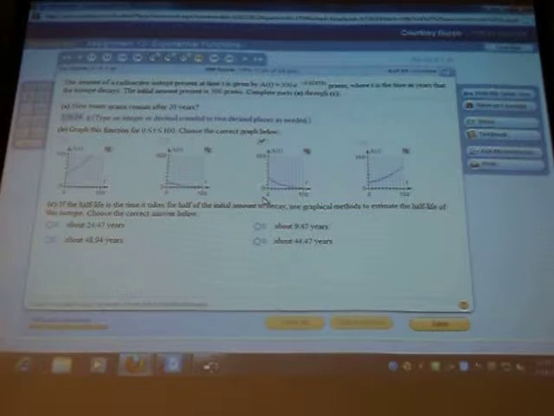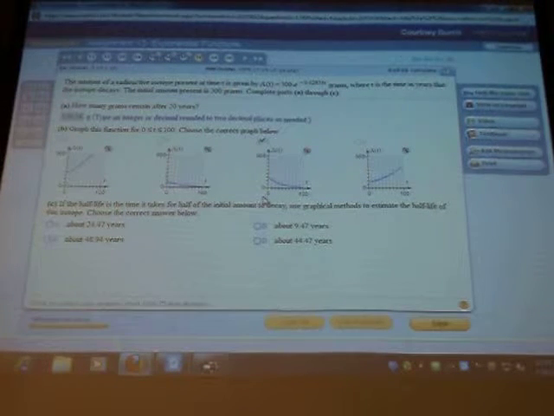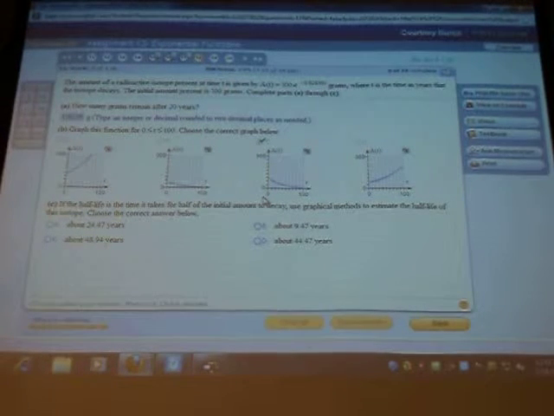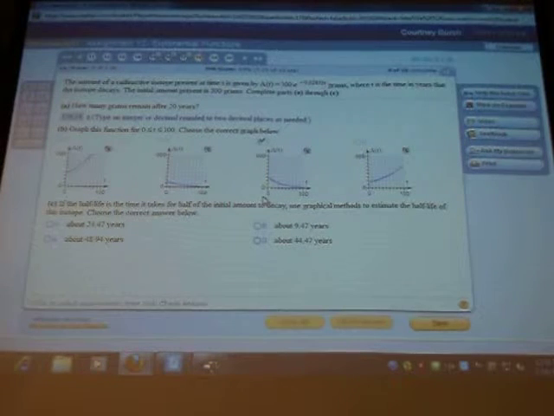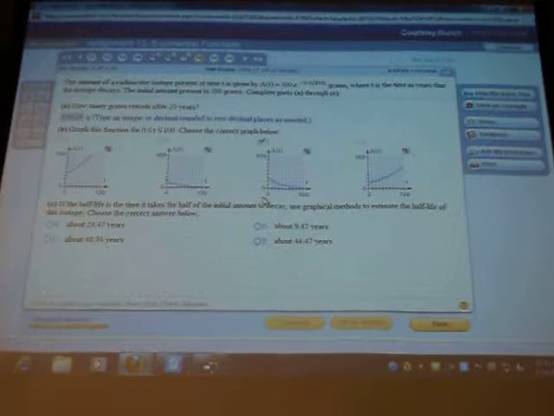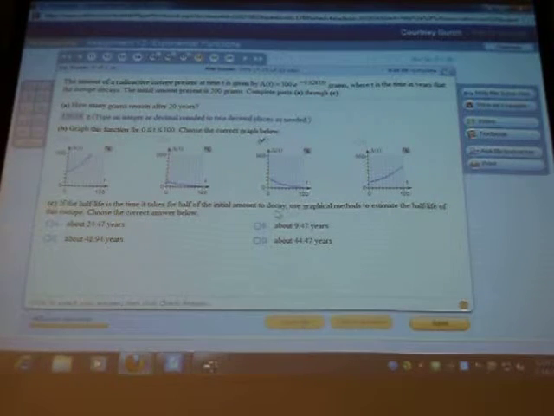Now, once I get that graph, part C asks me about the half-life. If you guys remember from chemistry class, the half-life is the time it takes for half your original amount to remain. That's also used in medicine a lot. They talk about the half-life of medication. It takes half the original amount to remain, or for half of it to be decayed. Now, how would I estimate the half-life?